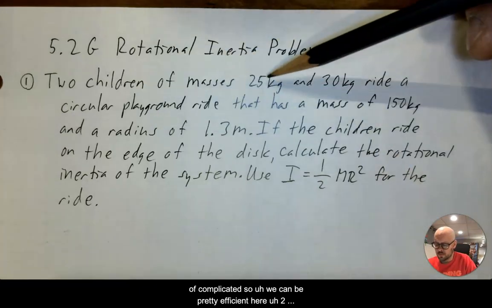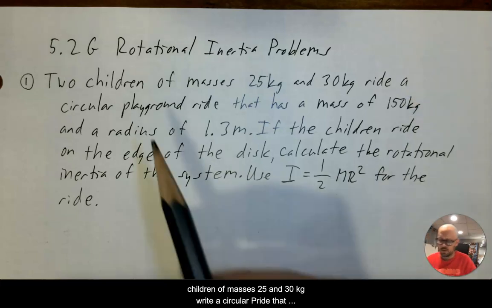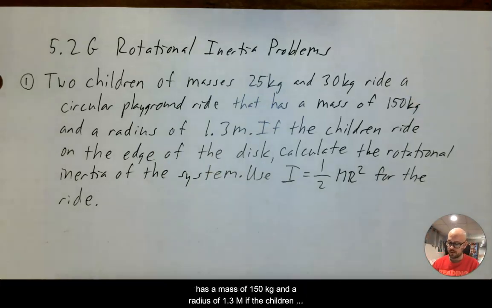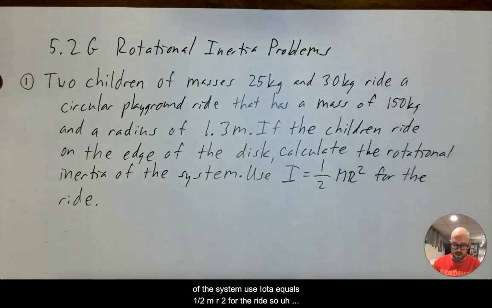Two children of masses 25 and 30 kilograms ride a circular playground ride that has a mass of 150 kilograms and a radius of 1.3 meters. If the children ride on the edge of the disc, calculate the rotational inertia of the system. Use I equals 1/2 mr squared for the ride.